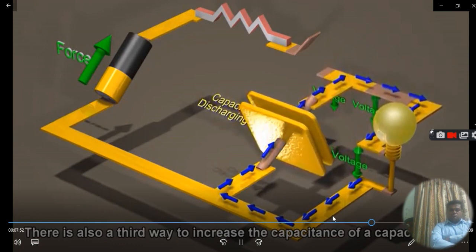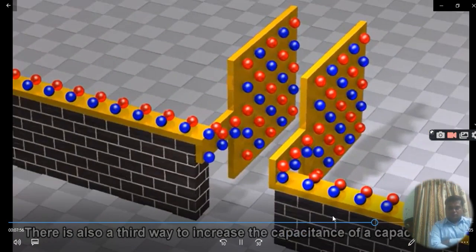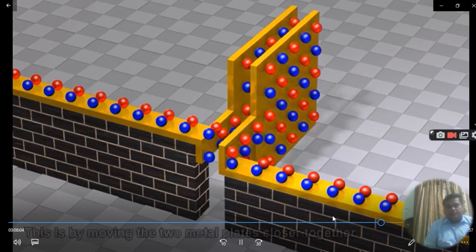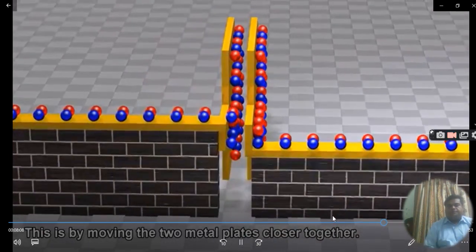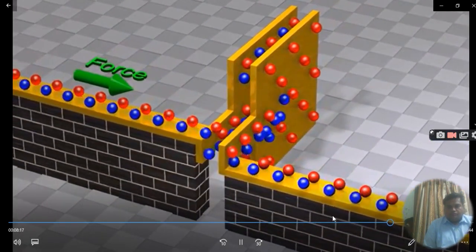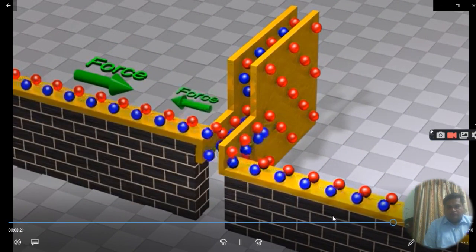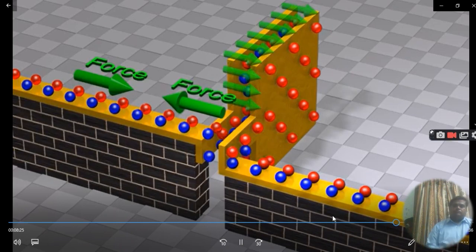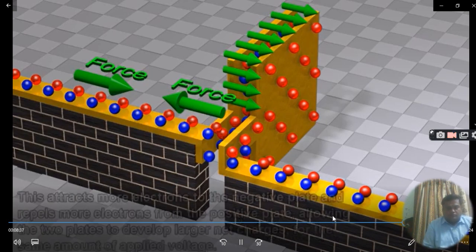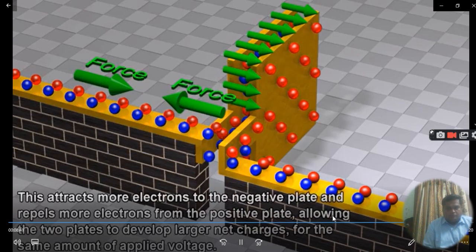There is also a third way to increase the capacitance of a capacitor. This is by moving the two metal plates closer together. Because the two plates are now closer together, they exert greater forces on each other's electrons. This attracts more electrons to the negative plate and repels more electrons from the positive plate, allowing the two plates to develop larger net charges for the same amount of applied voltage.